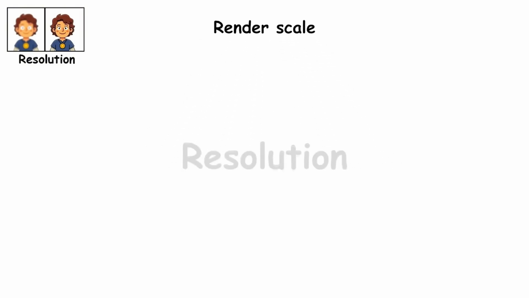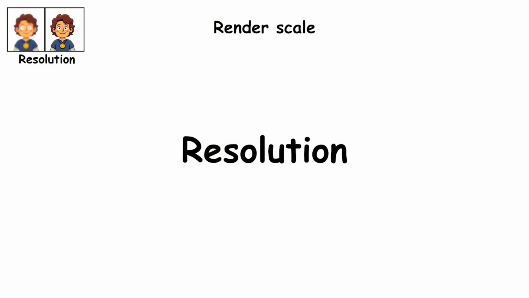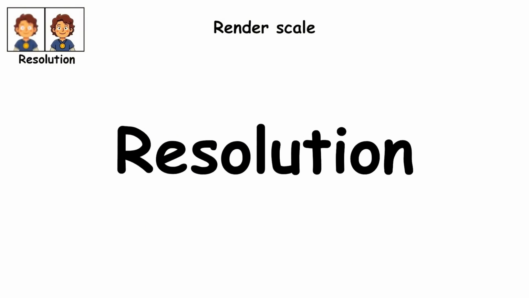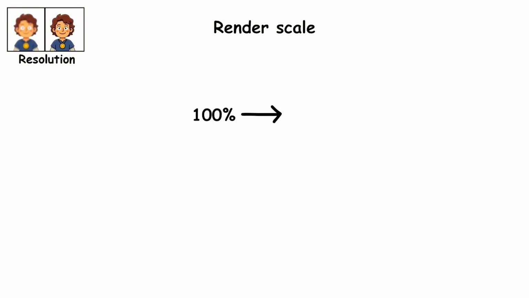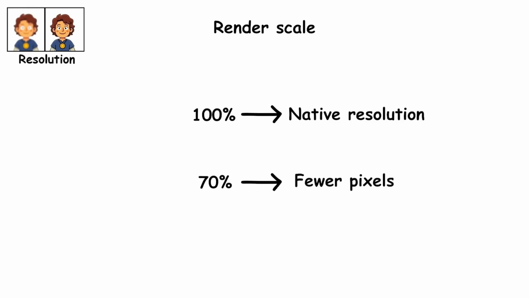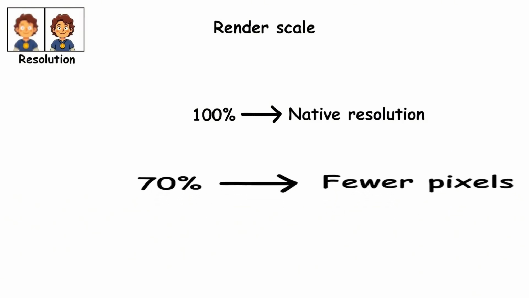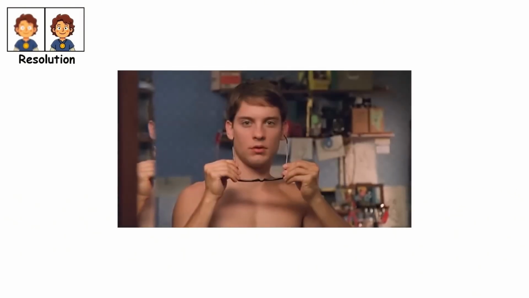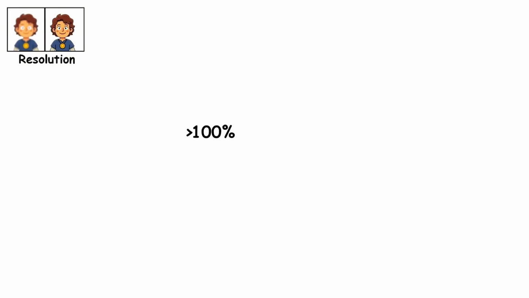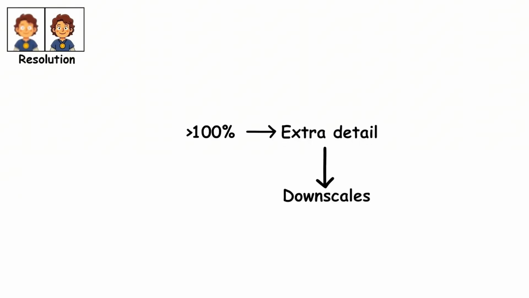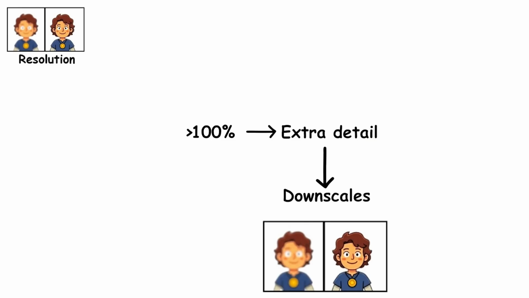Then there's render scale. This controls the resolution the game actually renders internally before scaling it to your monitor. At 100%, the game renders at your screen's native resolution. Drop it to 70% and the game renders fewer pixels, then stretches the image to fill the screen. Like you're gaming through someone else's prescription glasses. Raising it above 100% renders extra detail and downscales it for a sharper image, at the cost of performance.